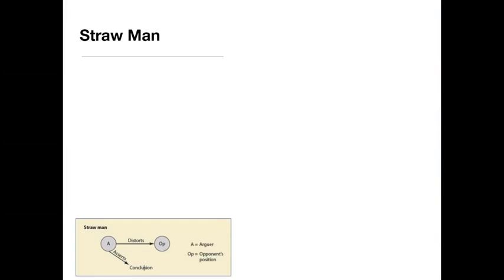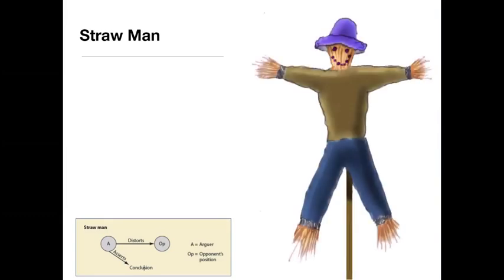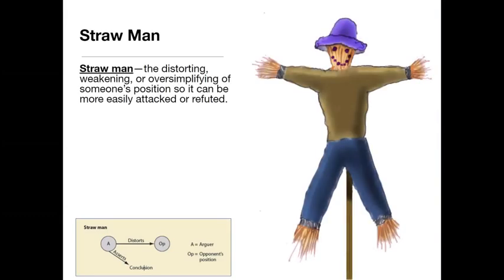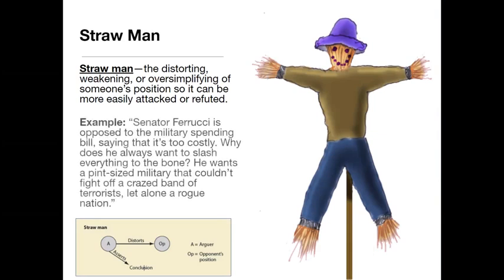Here's another common one, straw man. When we straw man somebody, what we're doing is we're distorting, weakening, or oversimplifying someone else's position so it looks weak and it can be more easily attacked or refuted. So let's say I'm a senator in the US Senate and I oppose some military spending bill for some reason, right? Potentially saying it's too costly.